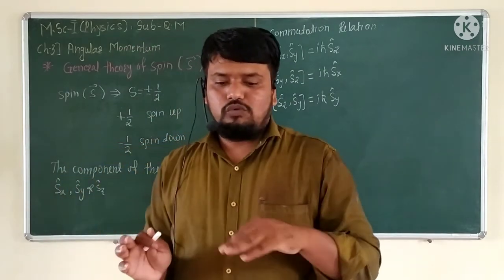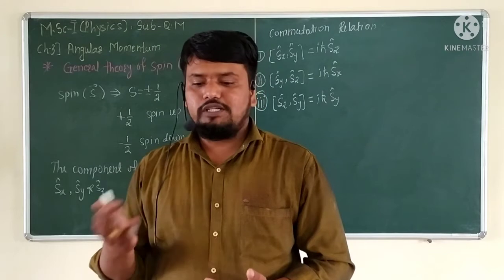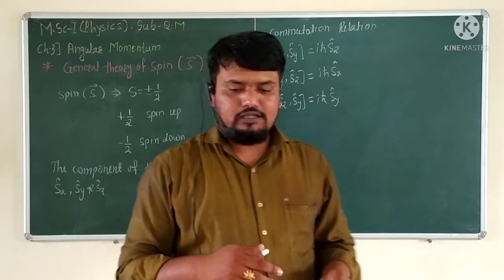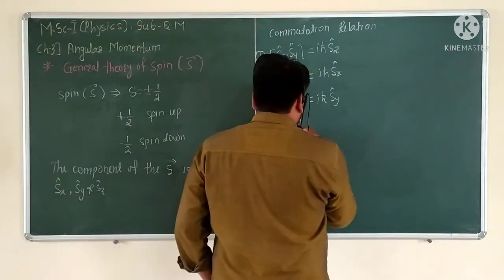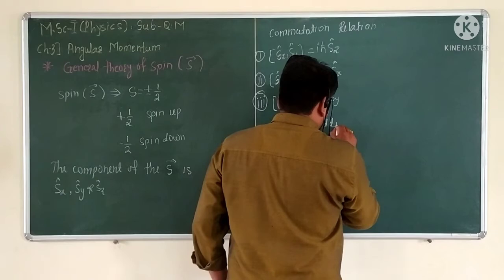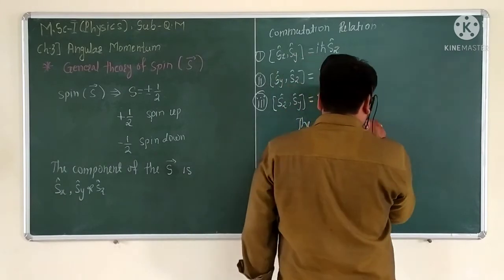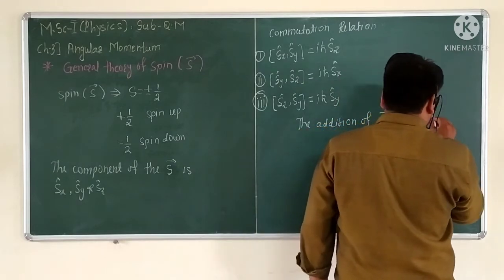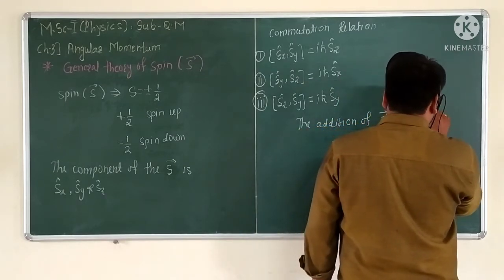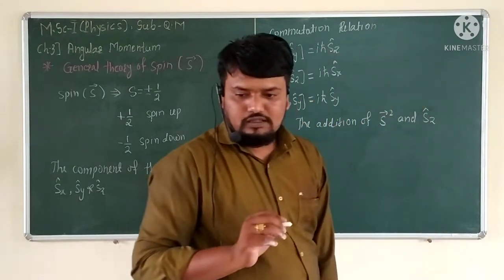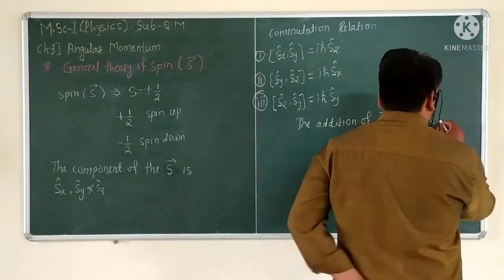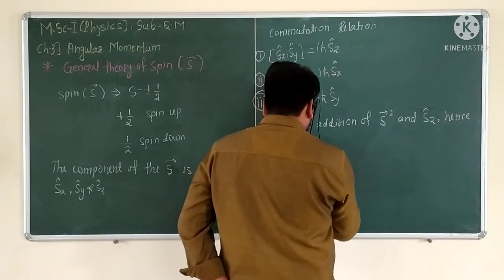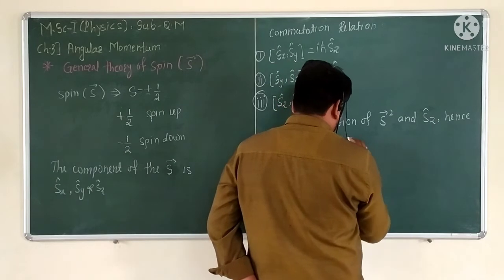Again, if we consider S bar square and Sz, they commute, hence they have a common eigenvector.